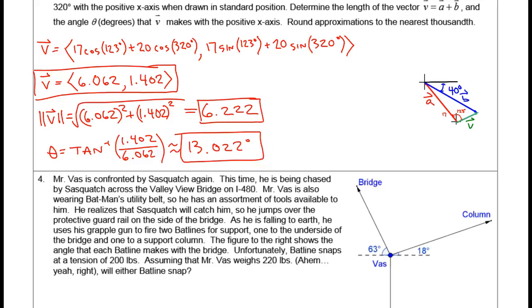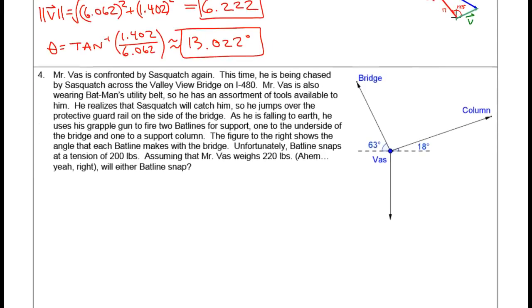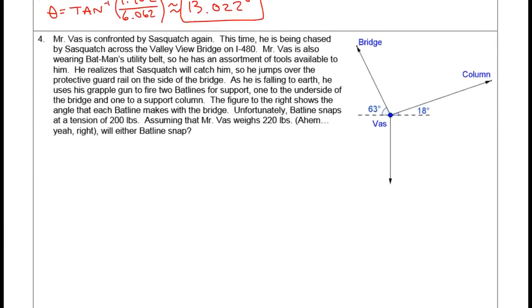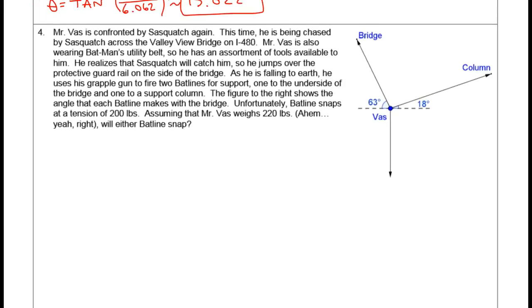All right, let's move on to example 4. Example 4 is a tricky one because this is really a physics problem. So I mentioned that there are a lot of applications of vectors in physics and engineering, and here's your first example of that. So I'll let you go ahead and read the problem. But really what we're asked to do here is find out whether or not the tension in this wire and this wire exceeds the allowable tension of 200 pounds.